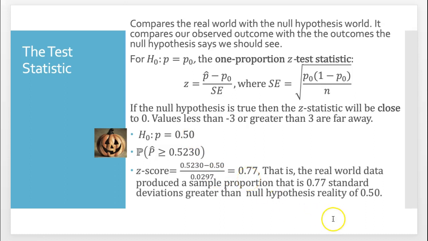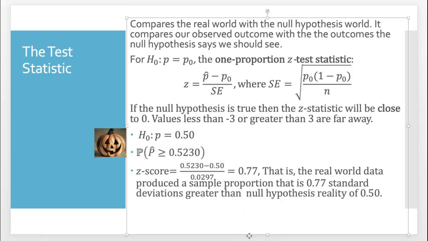That is, the real world data produced a sample proportion that is 0.77 standard deviations greater than the null hypothesis reality of 0.50. In terms of the 68, 95, 99 rule, it's not really that far. This value is relatively close to 0. So more than likely, this is not enough evidence. Though the sample proportion is greater than 50%, it's not significantly greater. So in this case, we probably wouldn't reject this claim here. We would fail to reject the null.